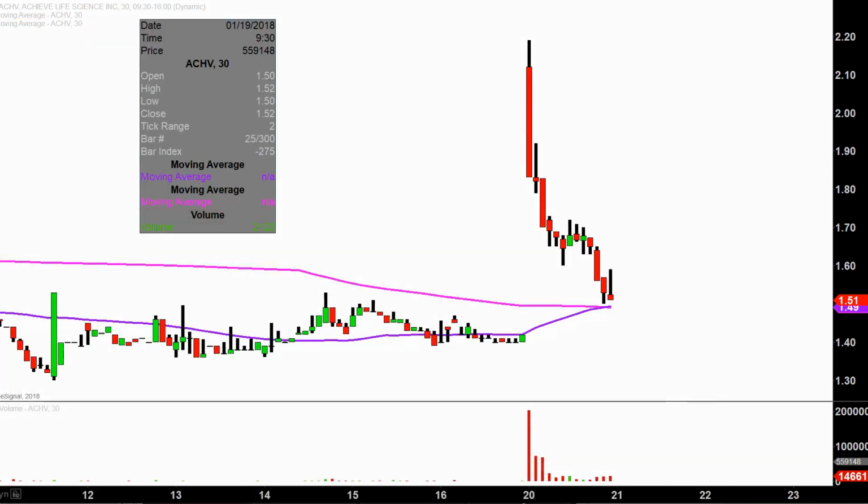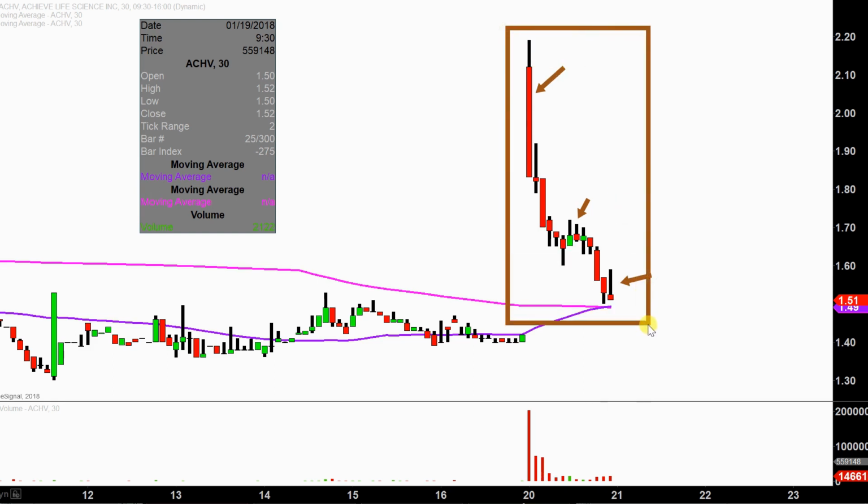Real quick, what do I mean by 30-minute in case maybe you're new to charts? Instead of each one of these candlesticks representing 1 day's worth of price action, which is what you would normally see, each one represents 30 minutes. So while this here may look like several days worth of time, it's actually just today's price action broken down into 30-minute time slices.